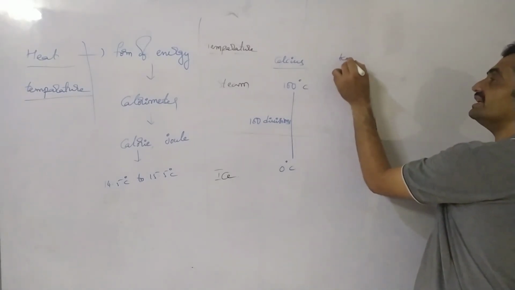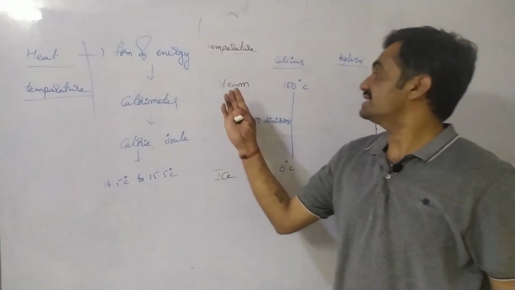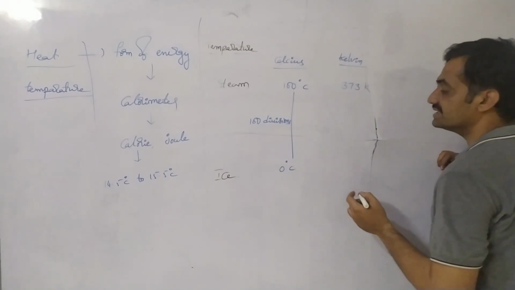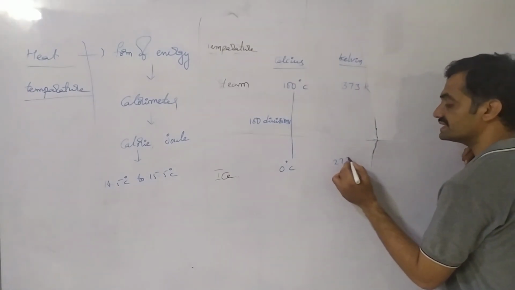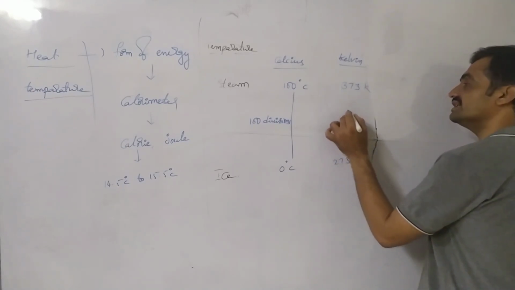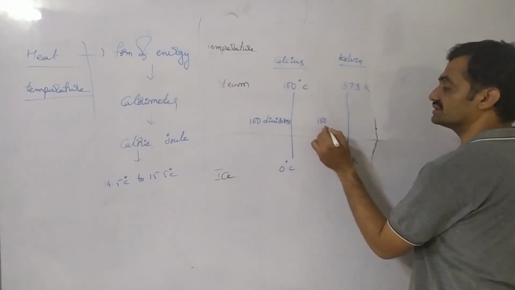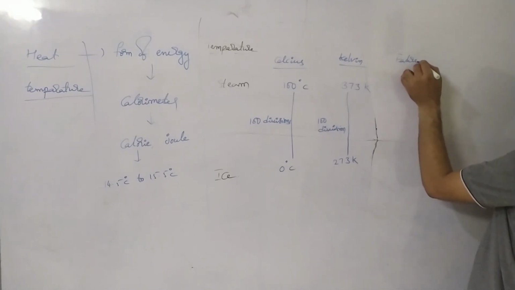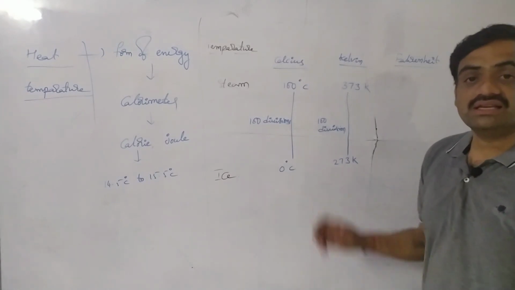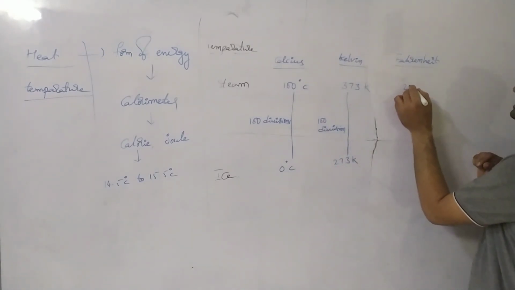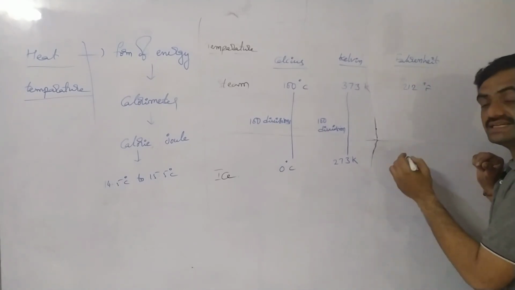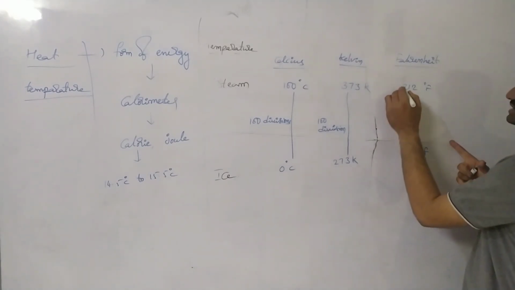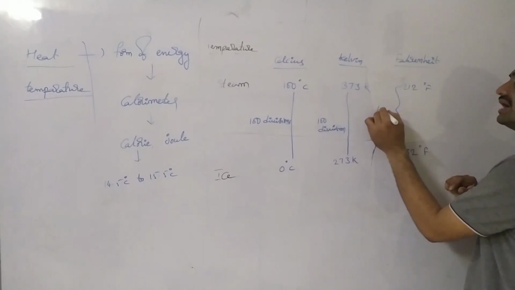Whereas when we consider the Kelvin scale, the steam point is 373 K, whereas the ice point is 273 K. In between 273 and 373 we have 100 divisions. Other than that we have the Fahrenheit scale. The steam point of the Fahrenheit scale is 212 degrees Fahrenheit and its ice point is 32 degrees Fahrenheit. In between 32 and 212 we have 180 divisions.